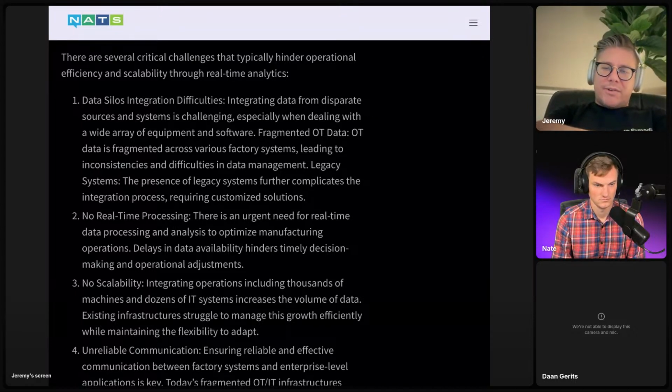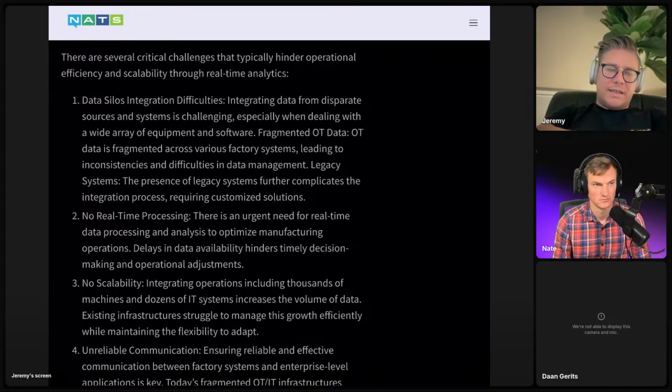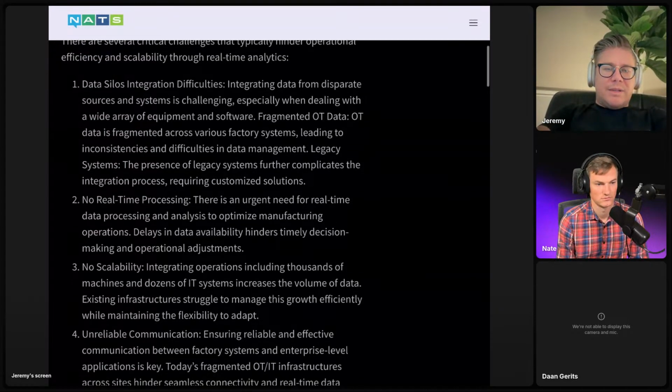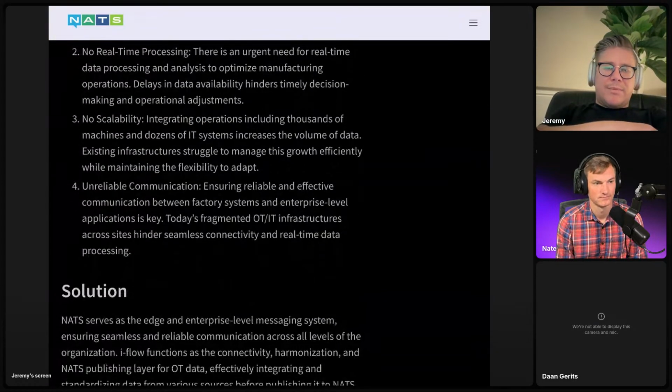So especially on a factory floor, there's a lot of different technologies for how to measure and pull data from these sensors, and trying to get all of those working well together can be a challenge, it sounds like. No real-time processing: there is an urgent need for real-time data processing and analysis to optimize manufacturing operations. Delays in data availability hinder timely decision making, just like we just talked about, for operational adjustments. So especially critical on factory floors where you want to keep things moving. It makes a lot of sense.